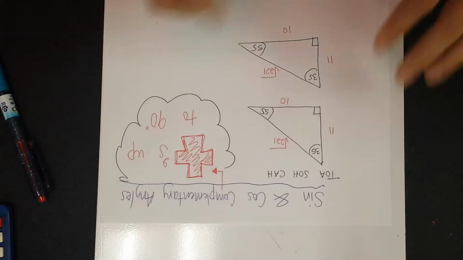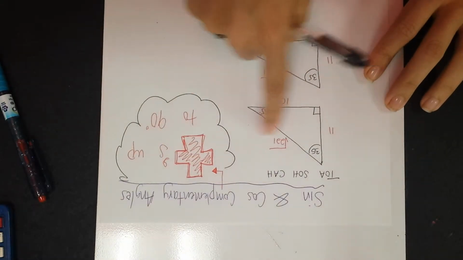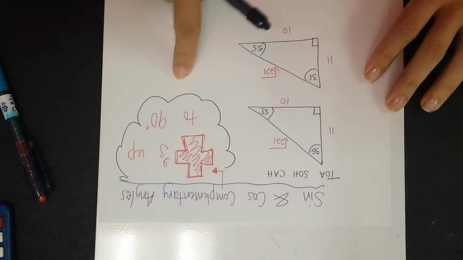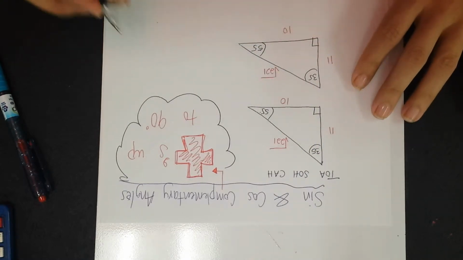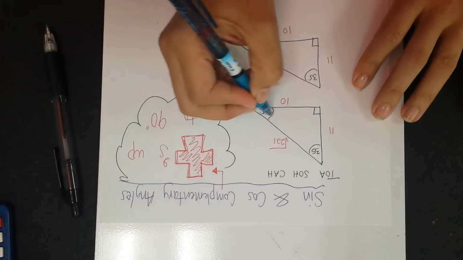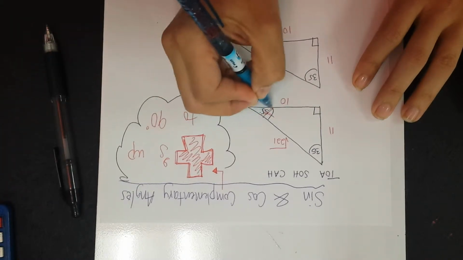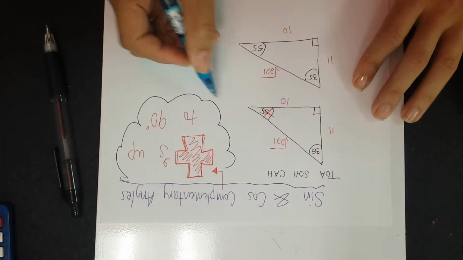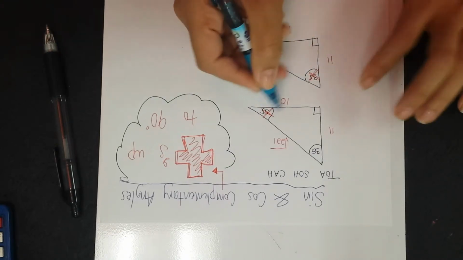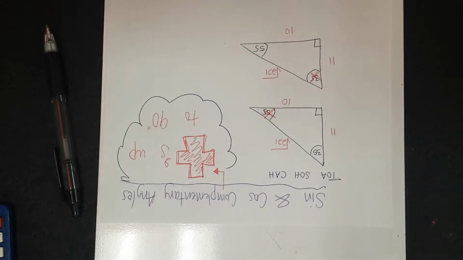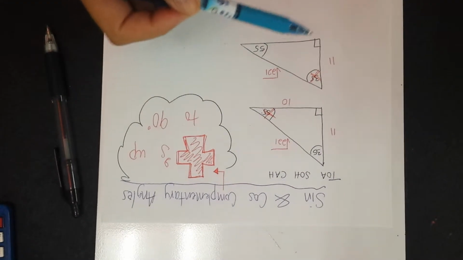Now, I kind of took up all the space that I need to write the example for here, so I'm going to write it down here. So we're going to take a look at the first triangle, and we're going to cross out the 55, not because I don't want to use it, but because I don't want it to confuse us. On the second one, we're going to cross out the 35, okay? So we're going to write down the sine and cosine ratios of this triangle using 35 and 55.